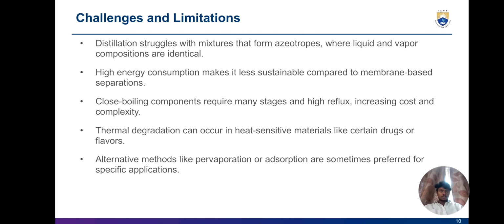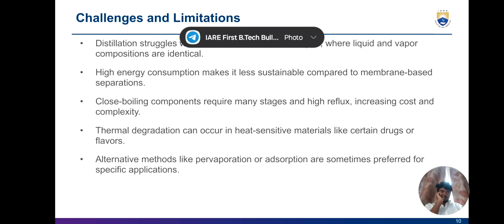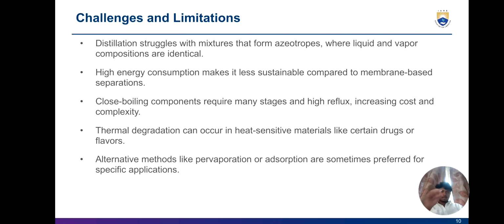Challenges and limitations. Distillation struggles with azeotropic mixtures, where liquid and vapor compositions are identical. High energy consumption makes it less sustainable compared to membrane-based separation. Close-boiling components require many stages and high reflux, increasing cost and complexity. Thermal degradation can occur in heat-sensitive materials like certain drugs or flavors. Alternative methods like pervaporation or absorption are sometimes preferred for specific applications.